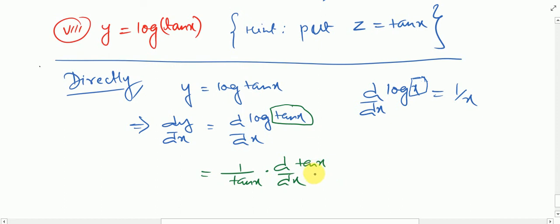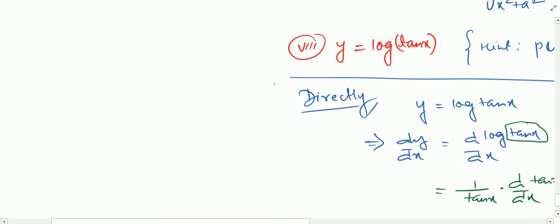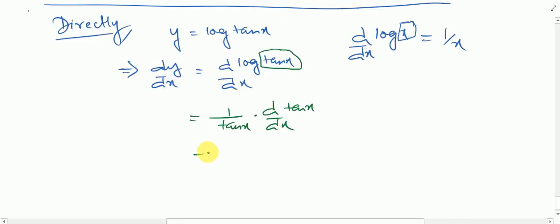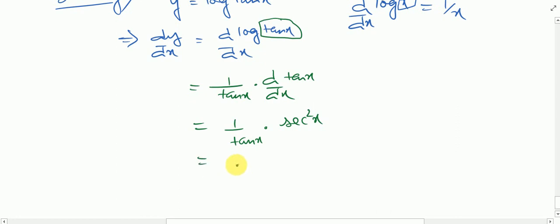Now you have to look for the formula for tan x. The differentiation of tan x is given by sec square x, so we have to use this. So we get 1 by tan x into sec square x. So you got sec square x upon tan x, this is the answer.